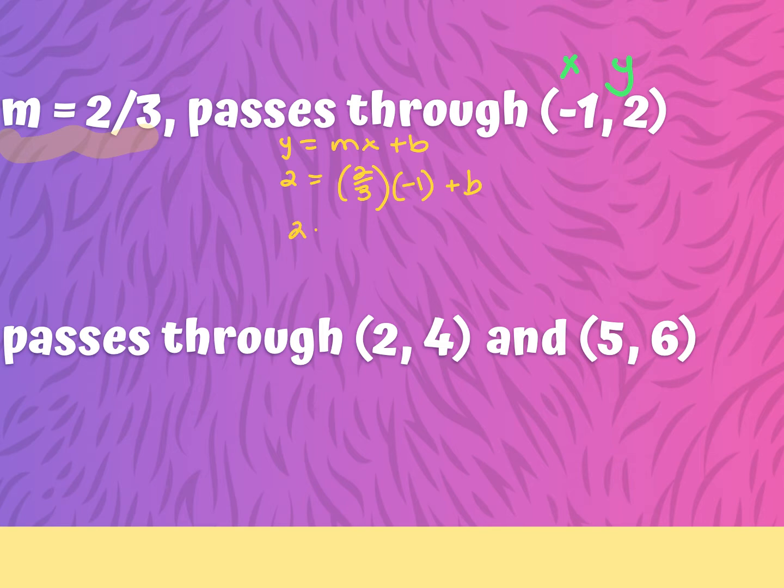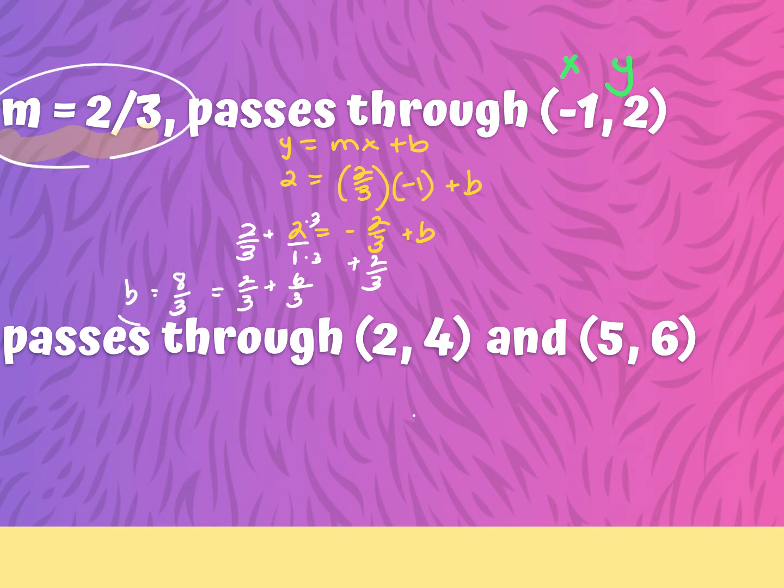Multiply the 2/3 and the negative 1, I get negative 2/3 plus b. And my goal here is to solve for b. So I'm going to add the 2/3. I have to give this a like denominator, so this would be times 3 and 3, so it's 6/3 plus 2/3, which is 8/3. With me so far? So that's the b. Now I plug back in the m and the b. So y equals m, which is 2/3, x plus b, which is 8/3.